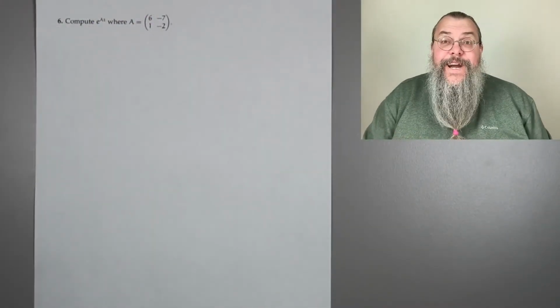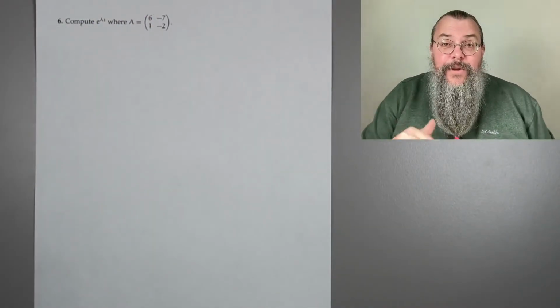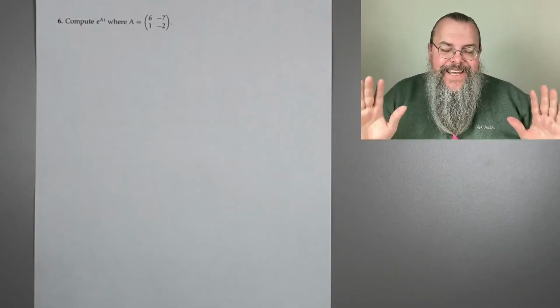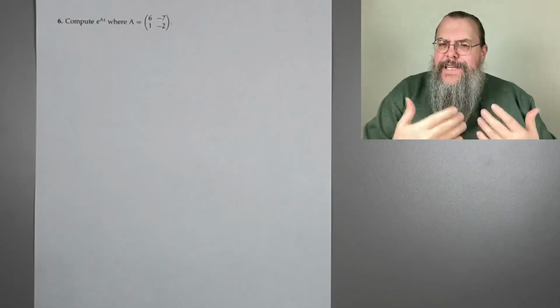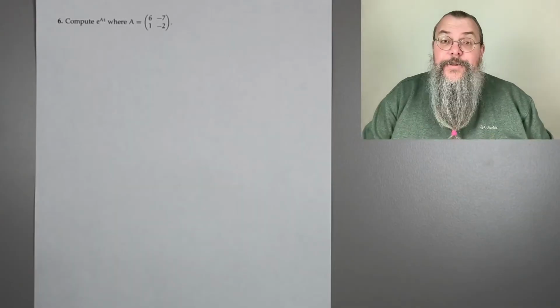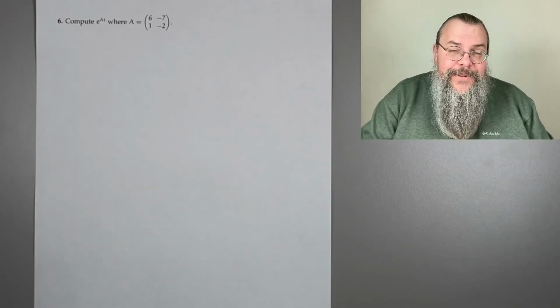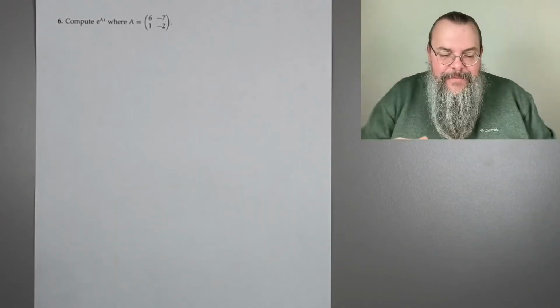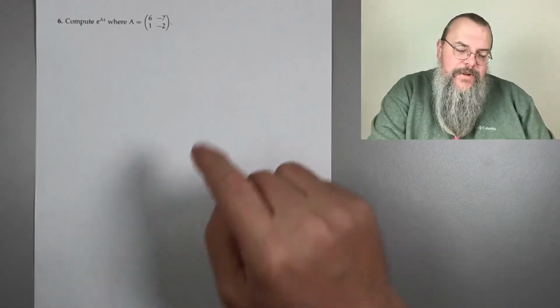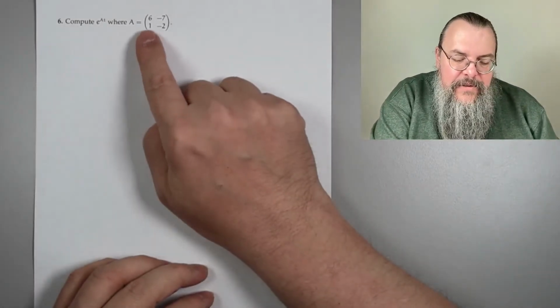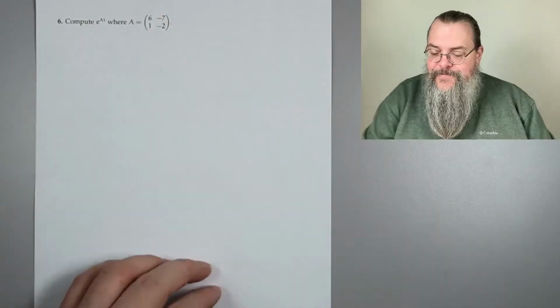This brings us to our final problem, number 6. Woo! Okay, so we need to compute e to the At. So I think we're going to use matrix exponentials on this one because the whole problem is about a matrix exponential. And we're told our matrix A is (6, -7; 1, -2).